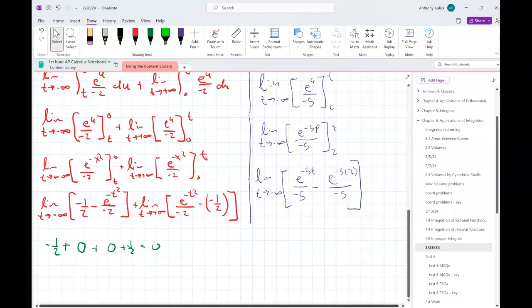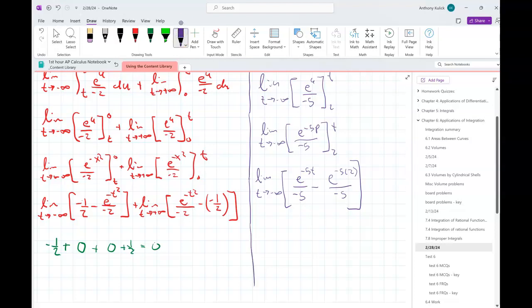So far, so good, Isabel? Okay. So the limit as t approaches negative infinity of e to the negative 5t over negative 5 is no, it's not 0, because the exponent is going to be a positive number when we plug negative infinity in. So it's negative 5 times a negative number, so you're going to end up with a positive exponent.